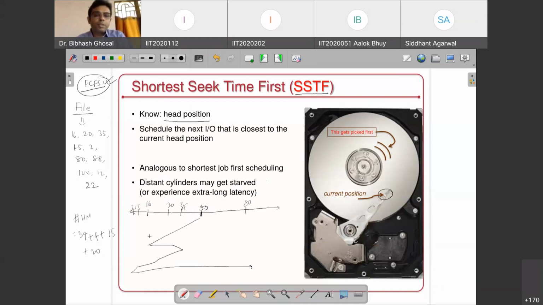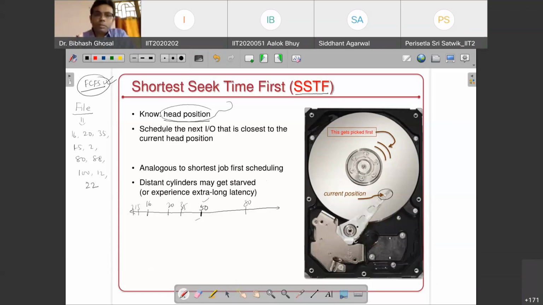What does it say? It says you know your current head position. Yes, I know that. It's at 50. You try to find out the next I/O that should be accessed, which is closest to the current head. Okay, only you know. So whenever you schedule the next one, you decide which of them is the closest. So you see, it is analogous to shortest job first scheduling. Yes, absolutely.